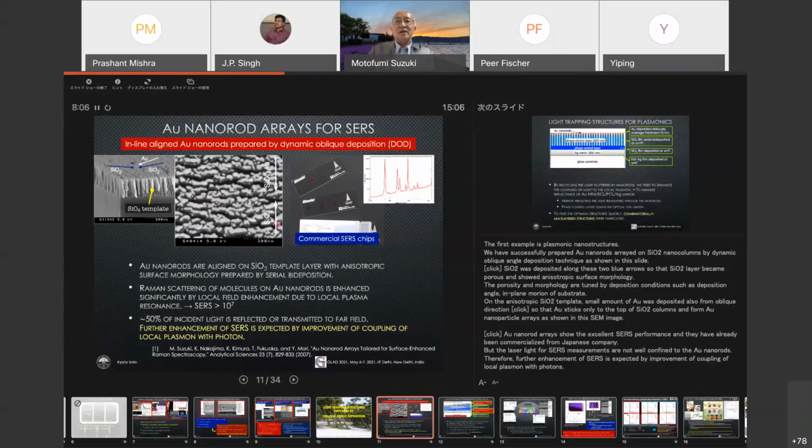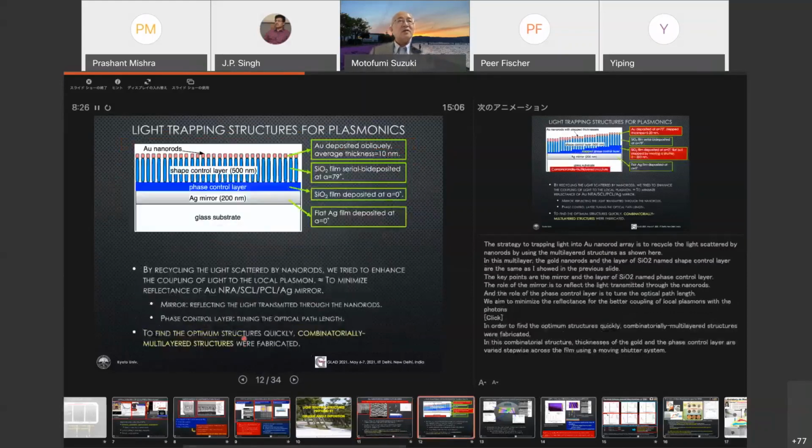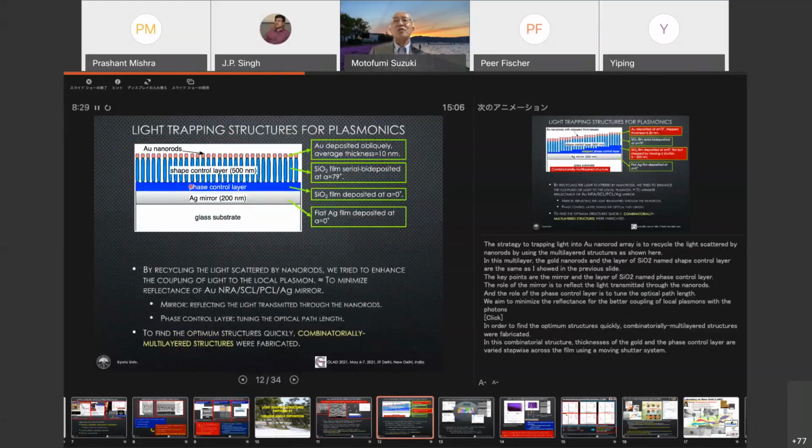But the laser light for SERS measurement is not well confined to the gold nanorods. Therefore, further enhancement of the SERS is expected by improving the coupling of the local plasmon with photons. The strategy to improve the trapping of the light into the gold nanorod arrays is to recycle the light scattered by the gold nanorod arrays by using the multi-layered structure shown here.